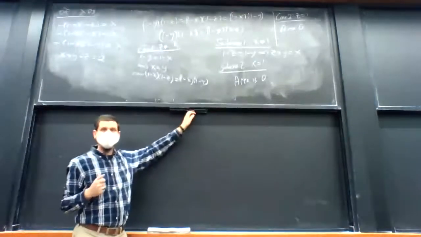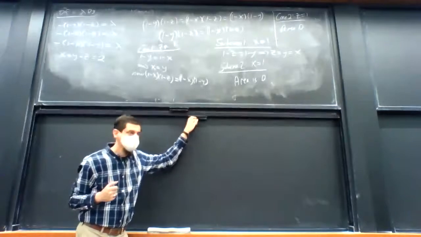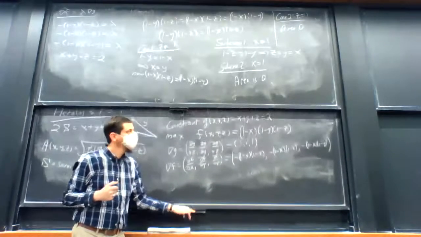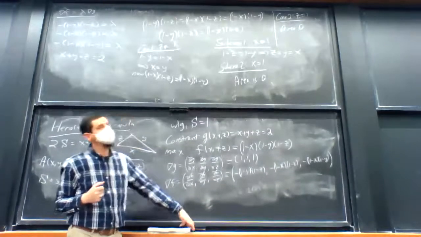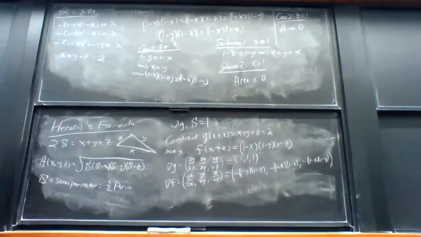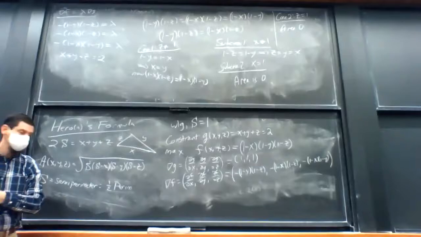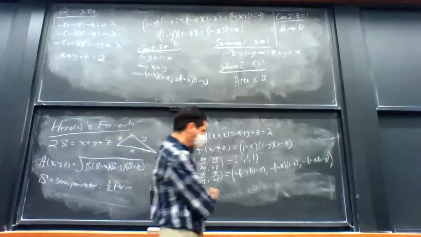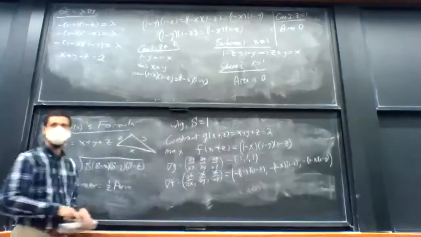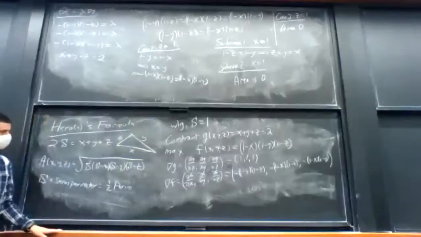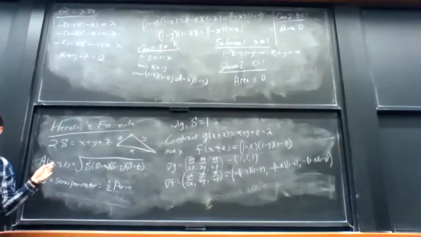There is another way you could have tried to do the problem. You could have tried to replace z with 2 minus x minus y and reduce the variables by 1. You can try that, but it's going to make for a more painful problem. Any questions about this?